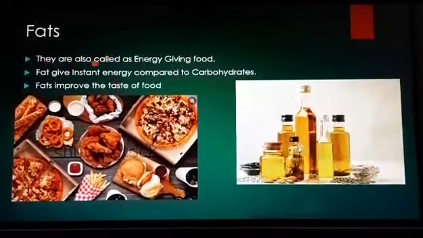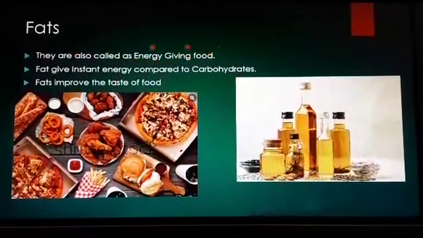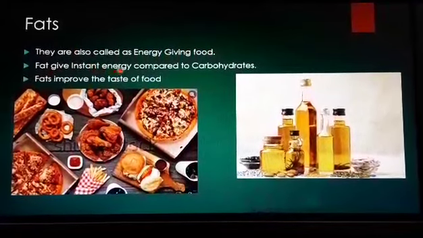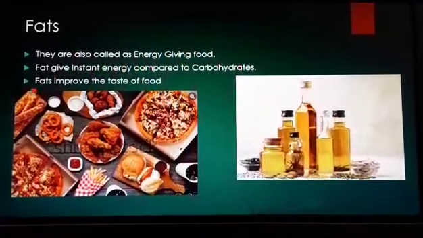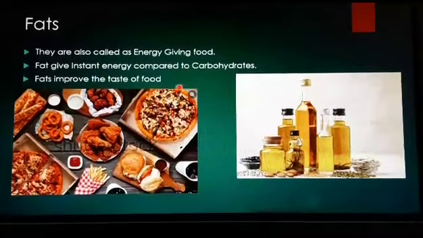Fats. They are also called energy-giving food. Fats give instant energy compared to carbohydrates. Fats improve the taste of food.